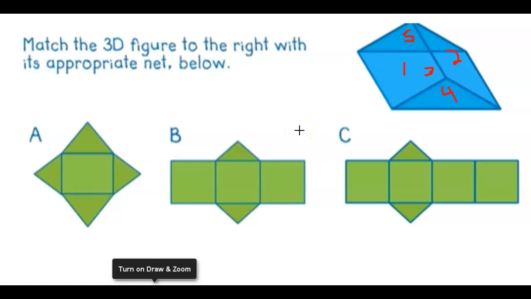So if you're trying to figure out which net matches a shape, it's always a good idea to figure out how many faces the shape would have. And if we look at this, we've got the two ends are triangles. So we have two triangles, and we have 3 rectangles.